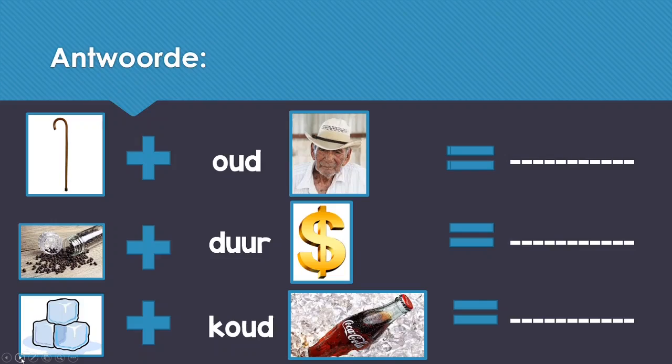You might recall that we took a look at intensive forms just last week. However, I'd like to revise it one more time. Weet jy wat is die intensive vorm van oud? Weet jy wat is die intensive vorm van duur? As ook koud? Kom ons kyk na die antwoorde.